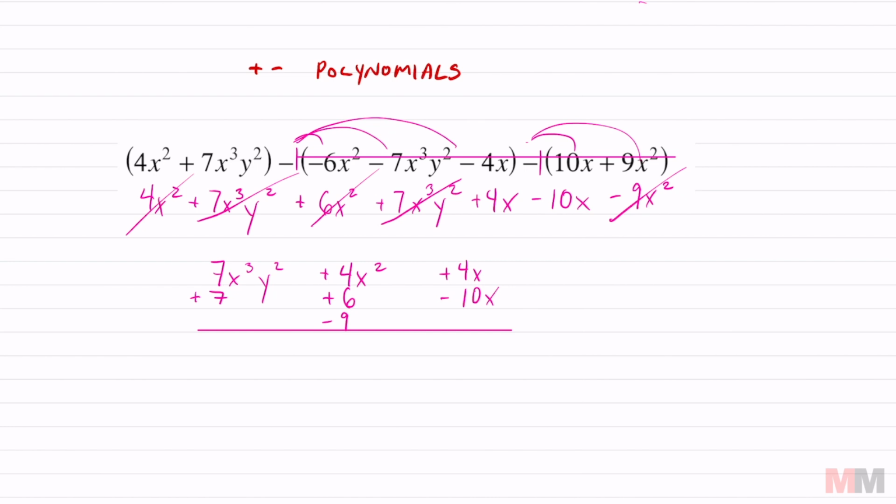7 plus 7 is 14. X to the 3rd y squared. This one you're going to have to add and subtract 3 numbers. 4 plus 6 is 10 minus 9 is a +1 x squared. 4 minus 10 is -6x. And hopefully you are understanding and getting better at this.